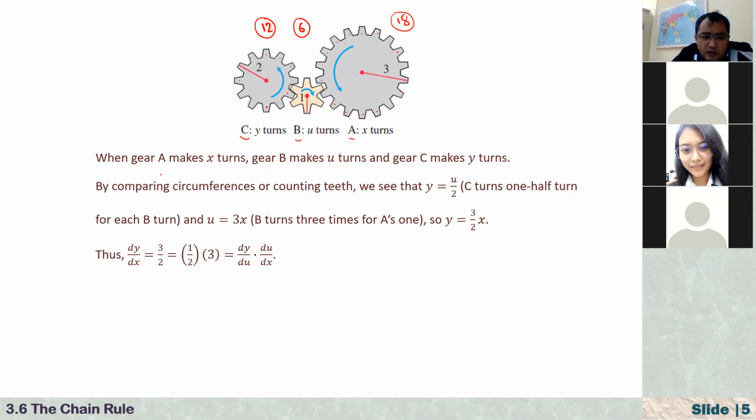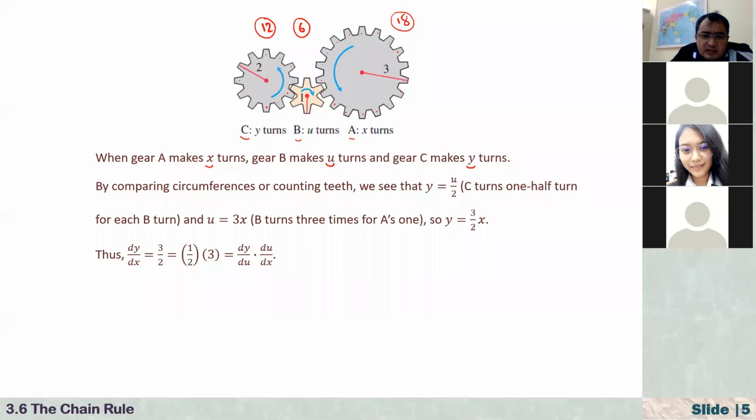As you see here, when gear A makes X turns, gear B makes U turns and gear C makes Y turns. I'm not talking about the number of turns, just expressing them or representing them by X, U and Y. By comparing again either circumference or counting teeth, we see that Y is equal to U over 2. What does it mean?